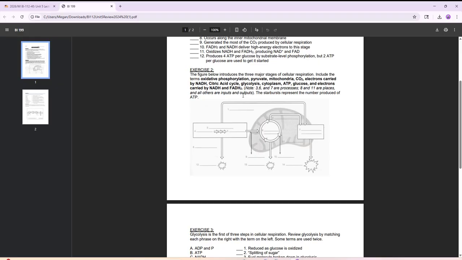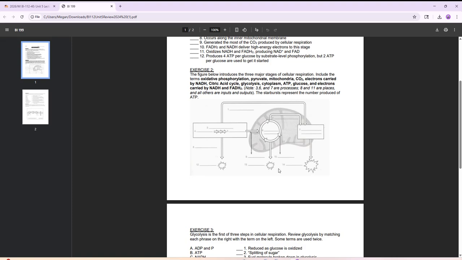So if you did my suggestion and wrote inputs and outputs for each of the processes, then it should be easy to fill in: what was the input for this process? What was an output of this process? What was another output of this process? And then the starbursts represent the number of ATP produced. So that means that numbers 12, 13, and 14 must be ATP. And then inside the starburst, you're going to write the amount of ATP. And notice this last one is bigger, so it'll be a bigger number.